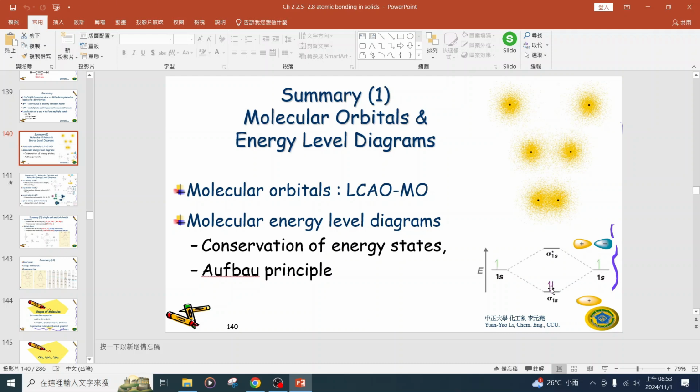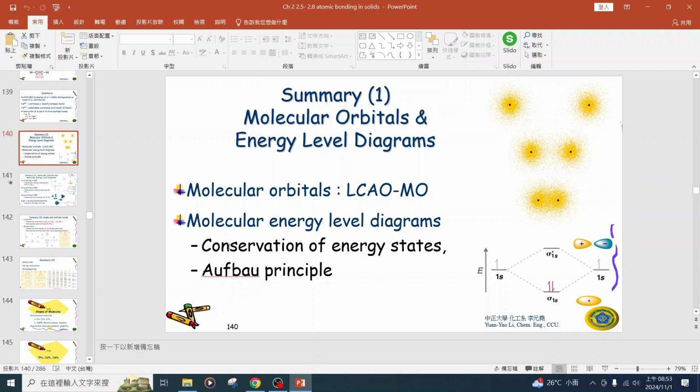So if you have a hydrogen molecule, the energy diagram will follow the conservation of energy states, right? You have one, and in the end you need to have two. This is called conservation of energy states. So we have a bonding molecular orbital and an anti-bonding molecular orbital. And this is the shape. According to LCAO-MO, this is the shape of this orbital, and this is the shape of this orbital.